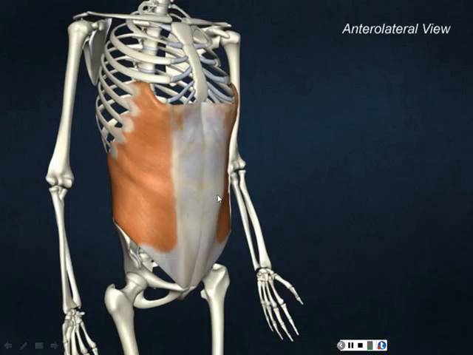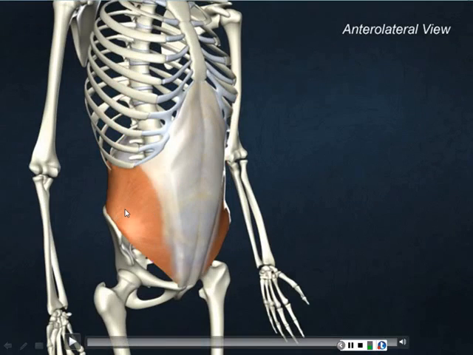So just like the external, the internal, when it operates on just one side, the left or the right, pulls the trunk over to the side and creates lateral flexion. And because the fibers are not parallel with the trunk, it also creates rotation as well. So you'll see that all of these abdominal muscles share some of the same motions.